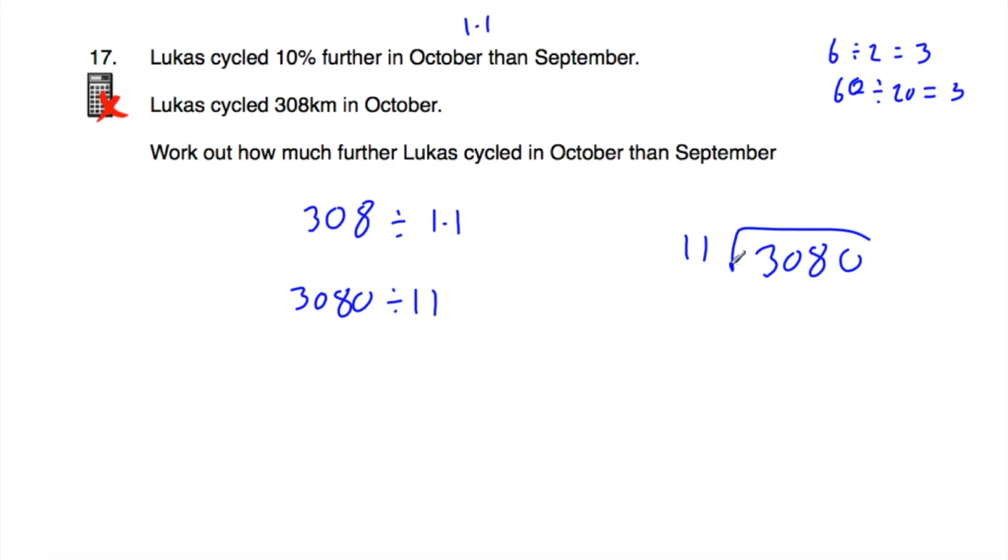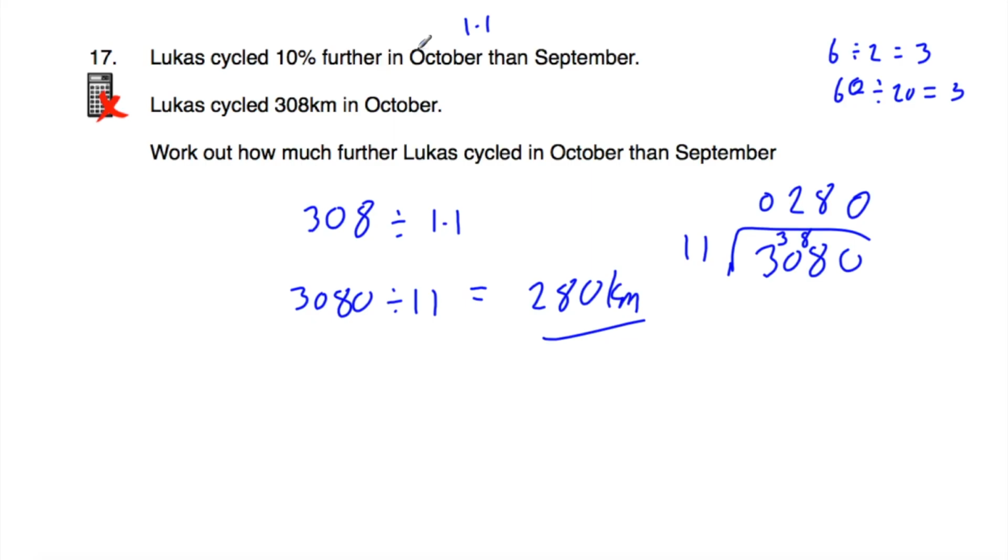So how many 11s go into 3? 0, remainder 3. How many 11s go into 30? That'll be 2, that's 22, remainder 8. How many 11s go into 88? That's equal to 8. And how many 11s go into 0? That's equal to 0. So he cycled 280 kilometers in September.